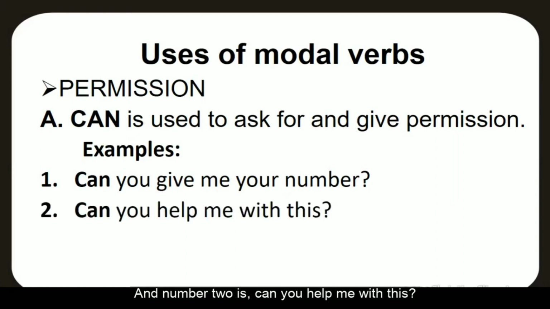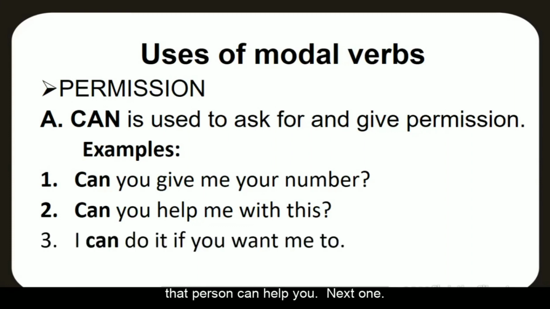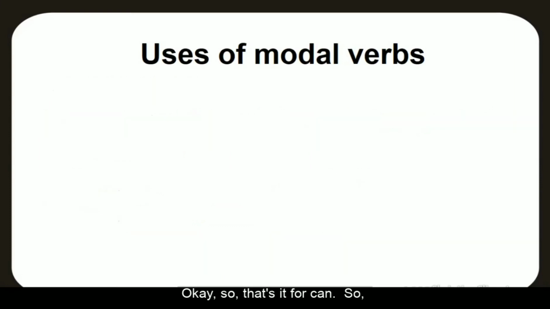Next one, number two is, can you help me with this? Well, it's like you are giving someone permission this time, giving someone permission to help you in doing something. It's like that person can help you. Okay, next one, number three. I can do it if you want me to. That person is asking permission for someone to agree for him or her to help that speaker. Okay, so that's it for can.